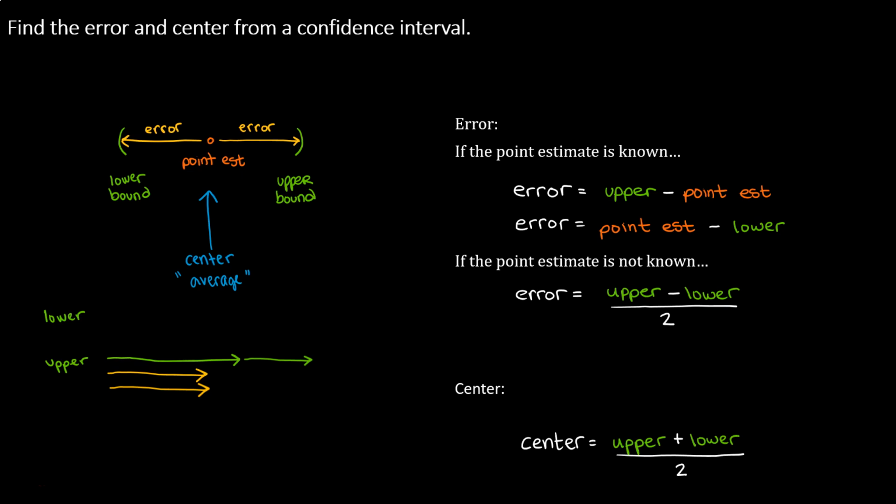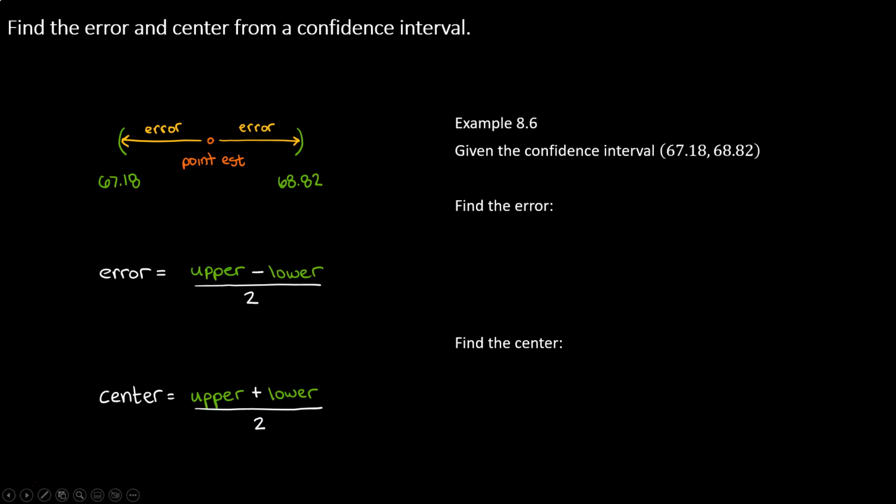Notice here that we've got two formulas that look very similar. The error and the center calculations both involve very similar calculations. But notice that in the error we're doing the difference between the boundaries so that we can find the length of the interval, and when we're calculating the center, we're adding the two boundaries so that we can find the average of the interval. Let's put these two formulas to use.